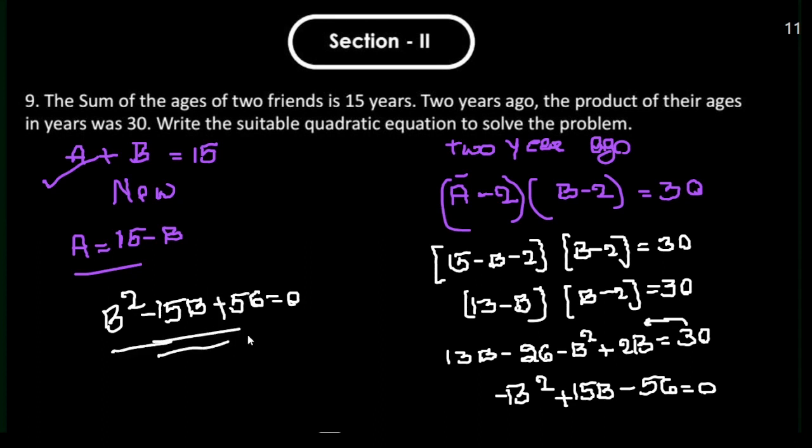So this equation is the quadratic equation they have asked. If you solve this equation, then you'll get the b value, right? And if you substitute this b value here, or here, then you'll get the a value, right? So from this equation we can solve the question. So this is the quadratic expression they have asked. That's it. You don't need to solve it. Solve and say the ages of a and b.